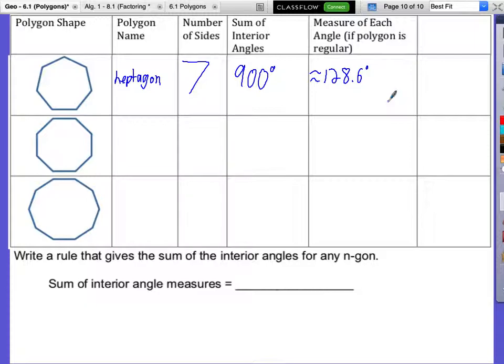So, who had the 8-sided figure? Raise your hand. Okay. Daniel, did anyone else have it? Did you have it? No. No one else had this one?